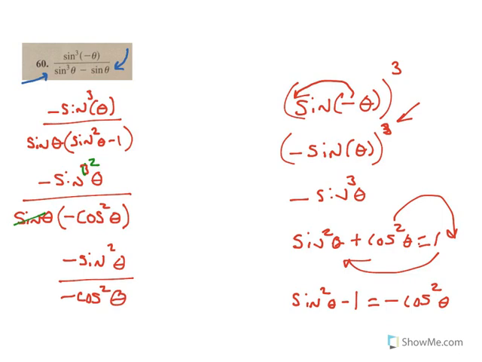And a negative divided by a negative is a positive, and we know that sine squared over cosine squared is tangent squared. So we learned that tangent is identical to sine over cosine. That was one of our identities. So sine squared over cosine squared is tangent squared. And so that's the simplification of number 60. It should be tangent squared.